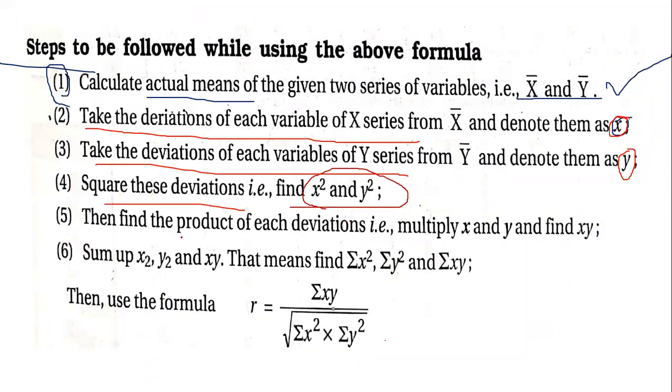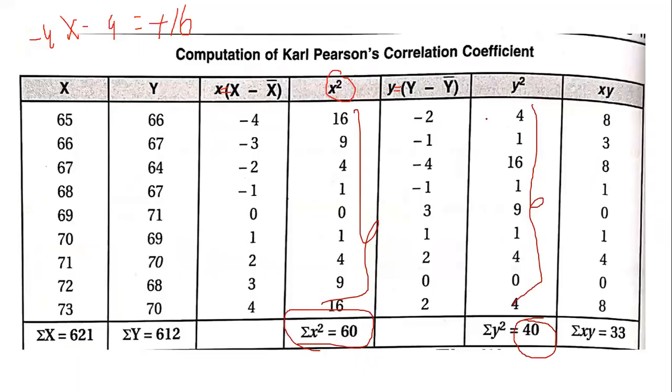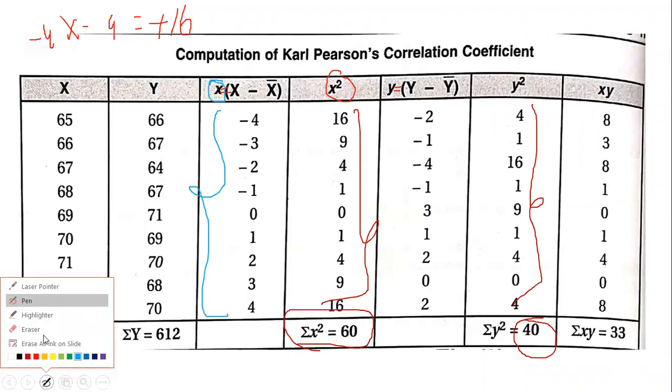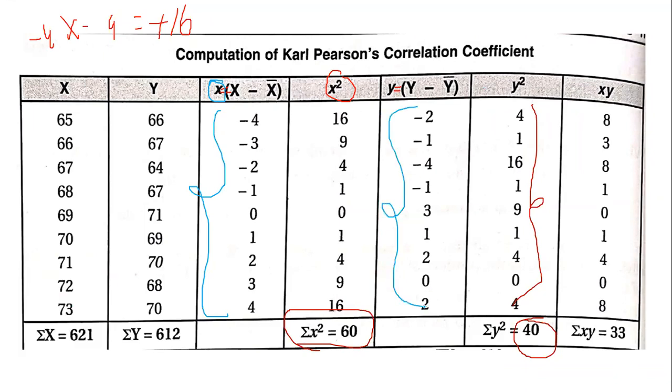Then find the product of each deviations, multiply x and y to find xy. So we already know what is x and what is y. So let us multiply them to calculate xy. So we know this is x. Okay, this column is x. And then we know that this column is y, the one which I have marked in blue. Now multiply both of them.